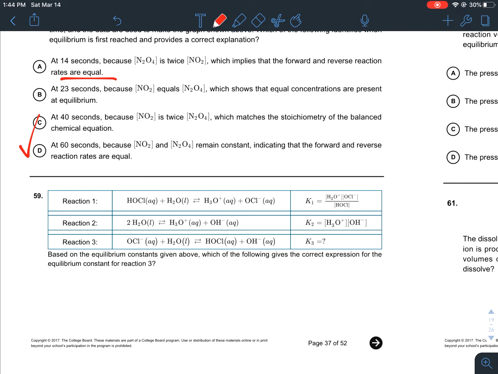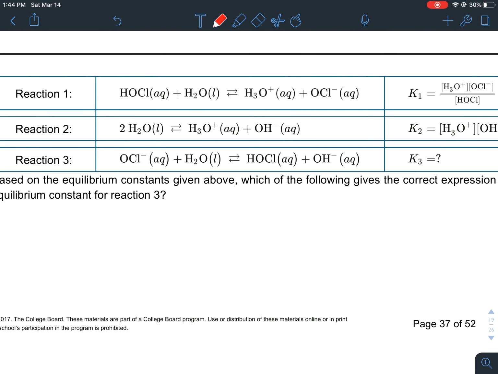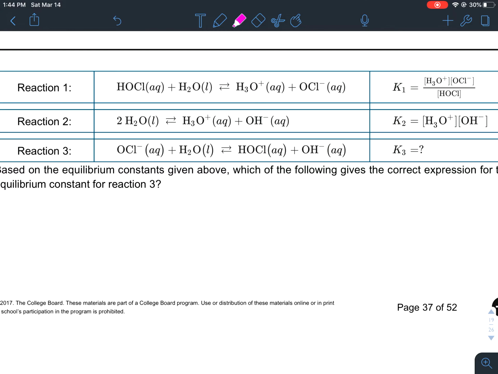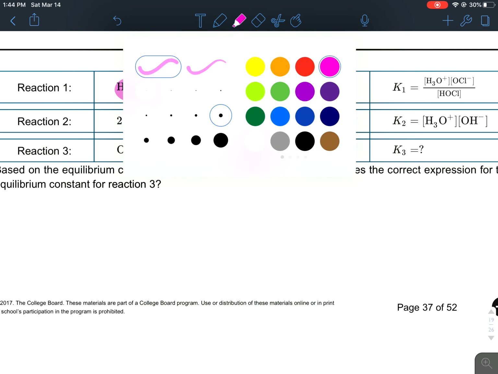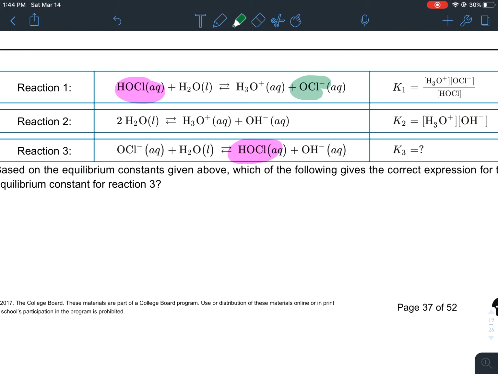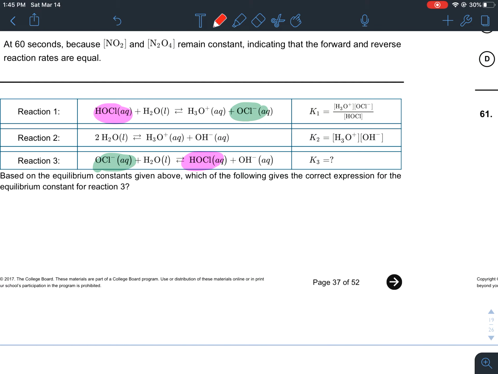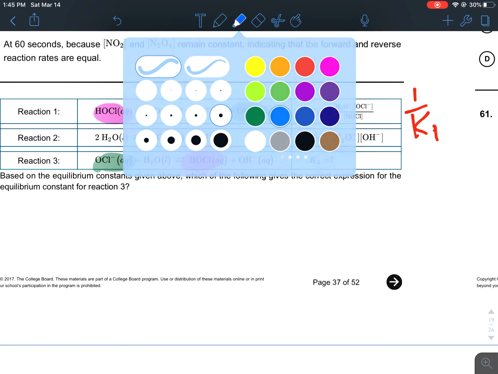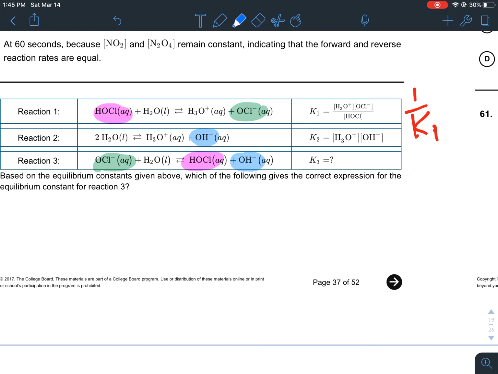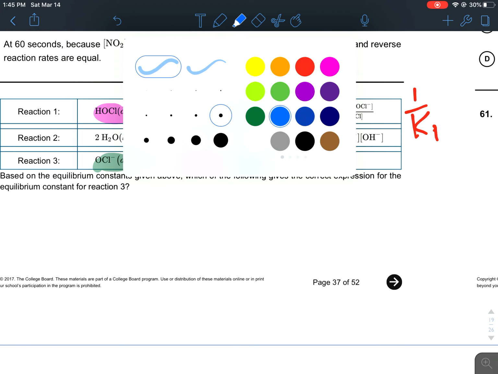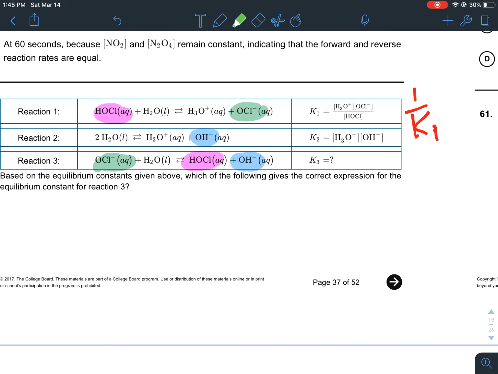59. Reactions 1, 2, and we're going to try to figure out what reaction 3 is. Again, kind of doing this Hess's law thing. We have this species over here, and then we have it over here. So the first thing I know is I need to flip number 1, so that has to become 1 over K1, the reciprocal of it. Now, I need this OH minus to line up with this OH minus, and I need these H2Os to line up with that H2O.